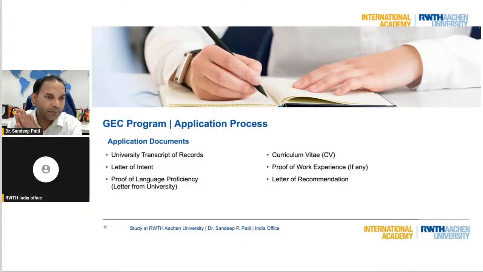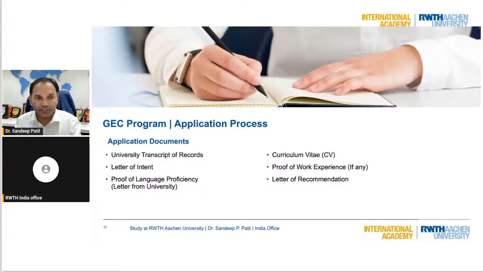So what are the typical documents needed for the application? We need the university transcript. If you don't have a transcript, you can provide mark sheets all together and we can make one PDF. A letter of intent is also important for us to understand your motivation to go for this program. Then proof of language proficiency: if you have IELTS or TOEFL, that's good. If you don't, don't worry. You can get a letter from a professor at your university mentioning that the medium of instruction was English. So that's what you need.